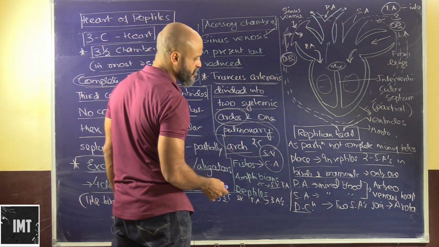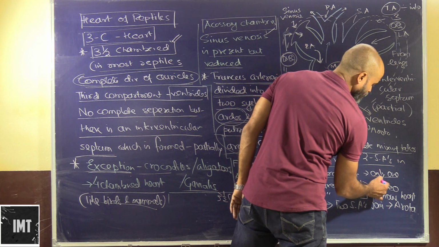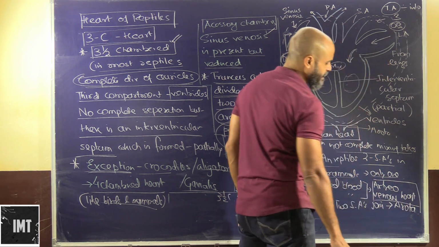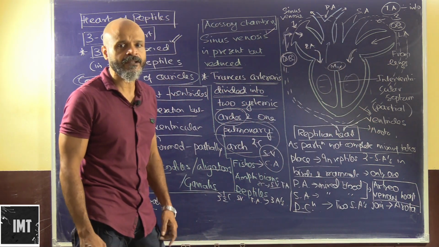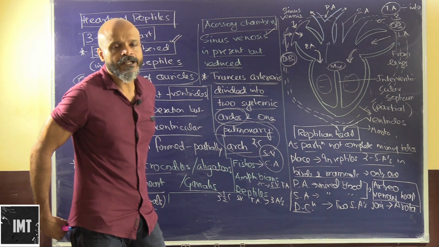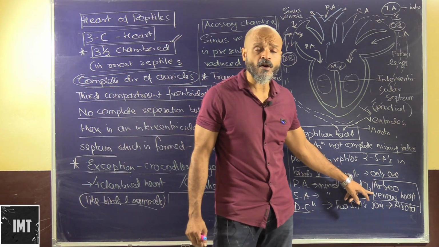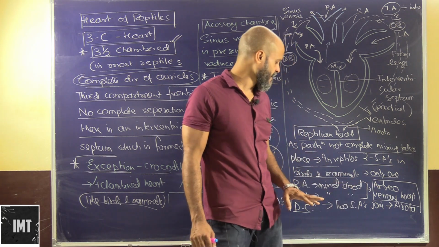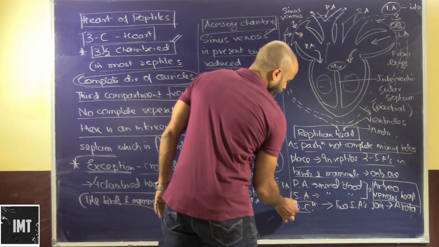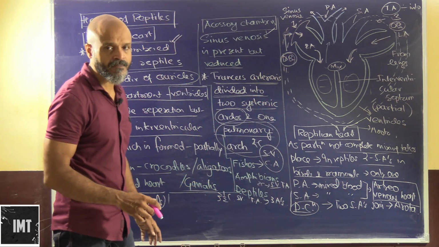So in amphibians also we called it an arteriovenous heart. So this is basically carrying a little amount of deoxygenated blood, and hence this type of heart is known as arteriovenous heart. Now again the circulation here will be termed as double circulation.